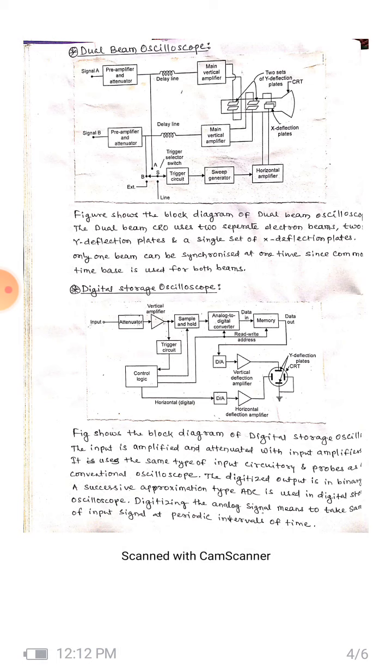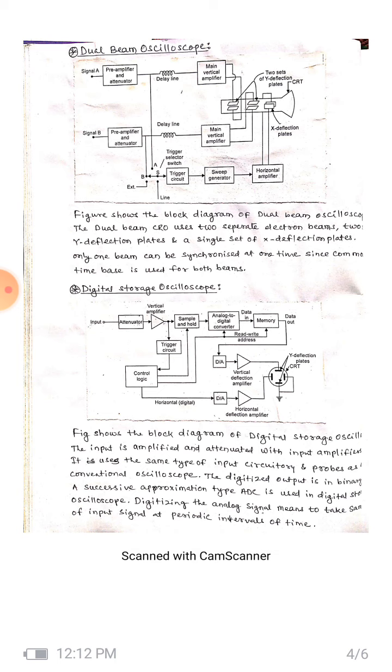Next we are going to discuss the digital storage oscilloscope. As the name suggests, it is digital storage because internally the CRO is going to convert analog into digital format, and we can store it in memory for a certain amount of time.